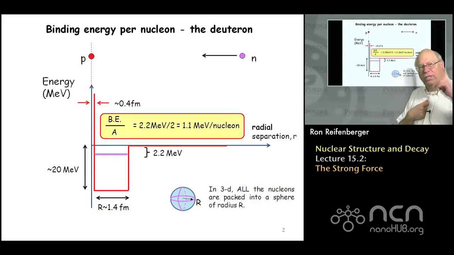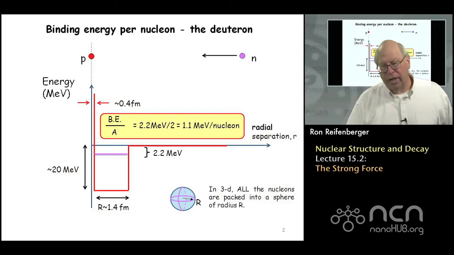It's very interesting to take this binding energy and divide it by the atomic mass number A to get a binding energy per nucleon. And so for the case of the deuteron, the binding energy for the nucleons in the deuteron is about 1.1 million electron volts per nucleon present, because there's just two nucleons.